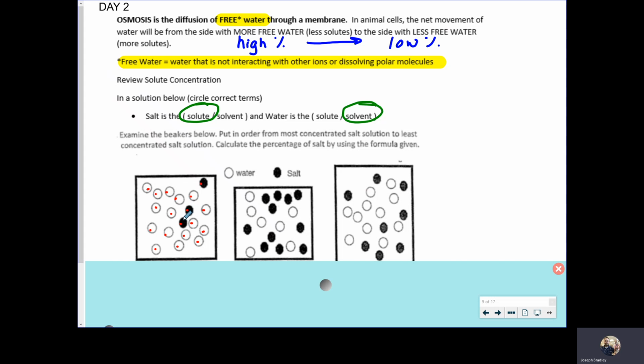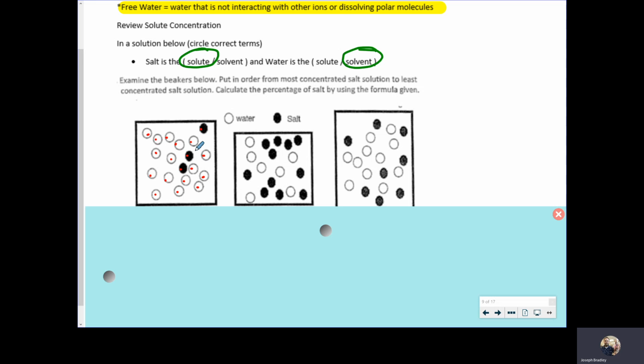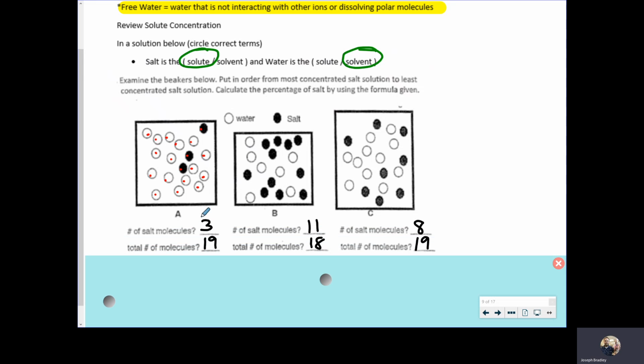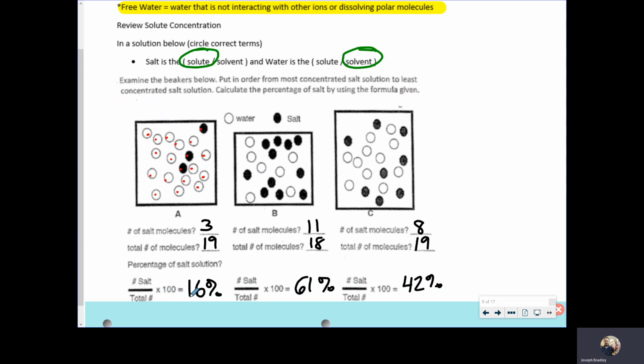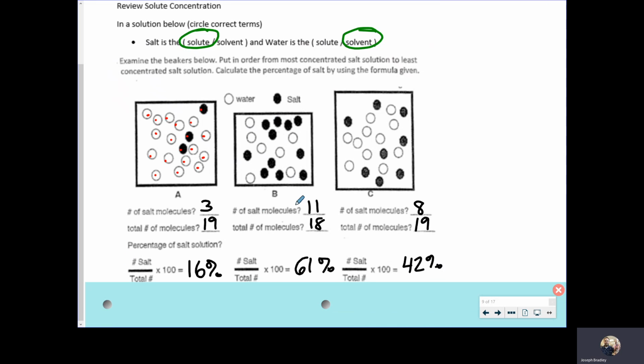The way you do that is you figure out the amount relative to the overall amount. In this case, I have 3 salts, and then I have 1, 2, 3, 4, 5, 6, 7, 8, 9, 10, 11, 12, 13, 14, 15, 16 waters. I think I totally counted that wrong. So 19 total molecules. 3 out of 19 gives us 16% salt. This one you can see here is 61% salt. Again, it's the number of salt divided by the total number of molecules.